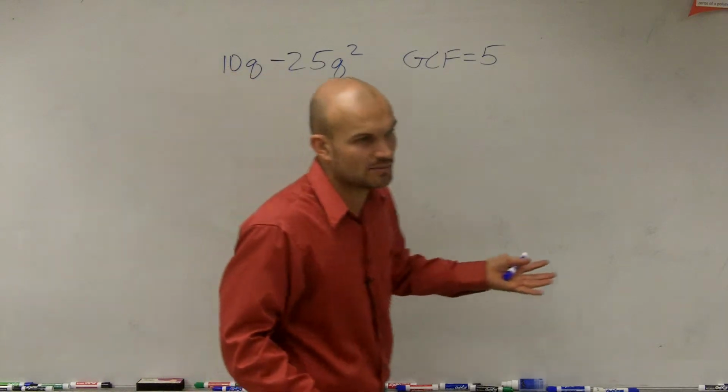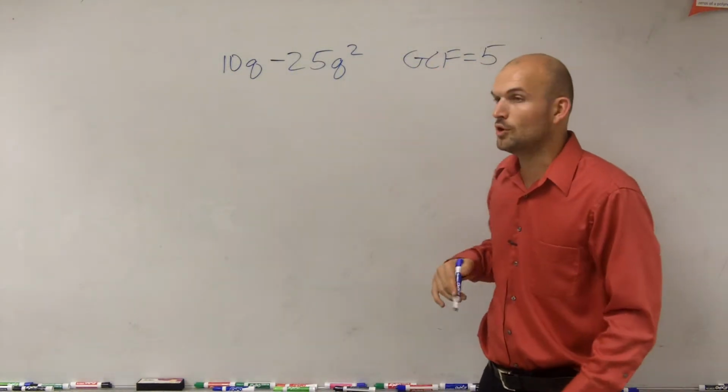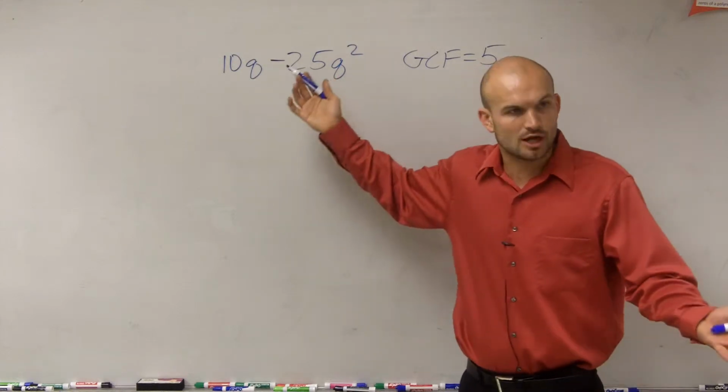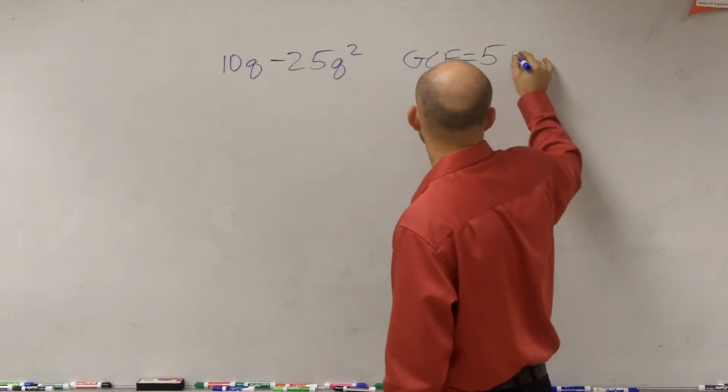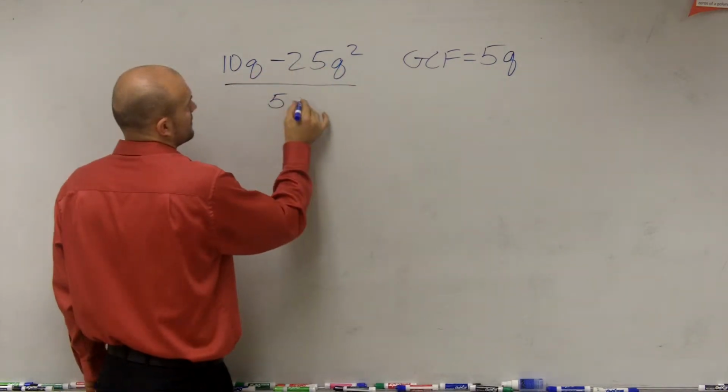Then let's look at our variables. What is the largest variable, or a variable to the largest degree, that divides into both of our q and q squared? Well, the largest one is going to be q. Then, next step is you divide by your GCF.